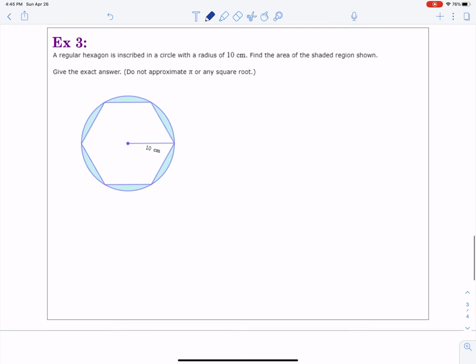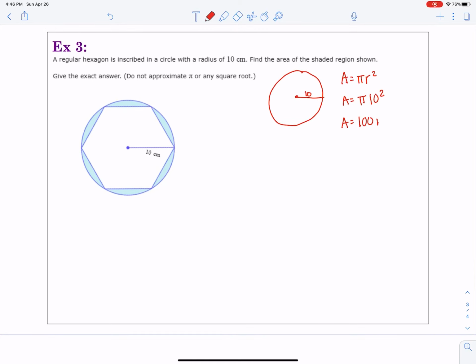All right, for our third example, we have a hexagon inscribed in a circle, and they actually want to know just the area of the shaded region. So again, we're given the radius of 10. So here we have a circle with a radius of 10, and we have a hexagon with a radius of 10. So first we're going to find the area of the circle, then subtract the area of the hexagon to find what is left over. So area of a circle is pi r squared, the radius is 10, so area equals pi 10 squared, 10 squared is 100. So we have 100 pi centimeters squared for our area of a circle.